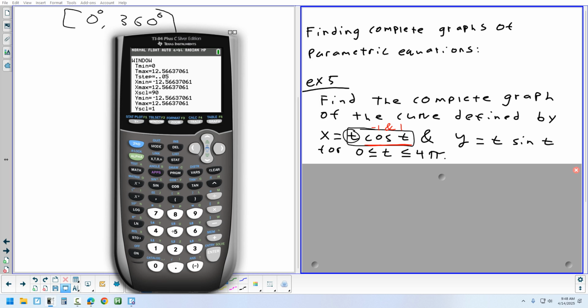Okay, if I want to avoid that, I can probably just make my t-step a little smaller. Okay? It's going to draw a little slower, but you'll probably see less of a gap now, because it's going to get all the way to 12.55 with the parameter, and I'm supposed to go to 12.56.